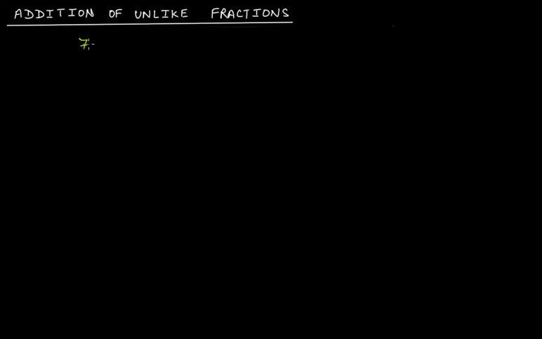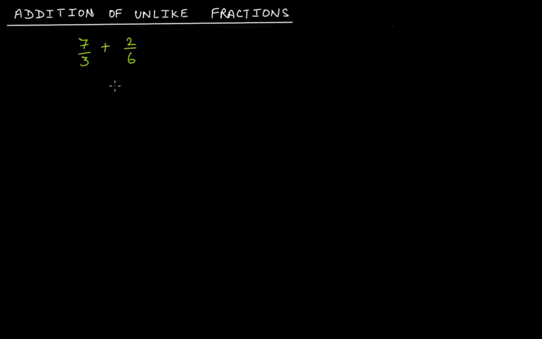Let's take we have 7 over 3 plus 2 over 6. Since the denominators are not the same, that makes them unlike fractions. How to add them? The steps that we will follow are very similar to what we did in the case of comparison of two unlike fractions. If you don't remember, no worries, we'll briefly revise that particular portion, what we do when we compare two unlike fractions.